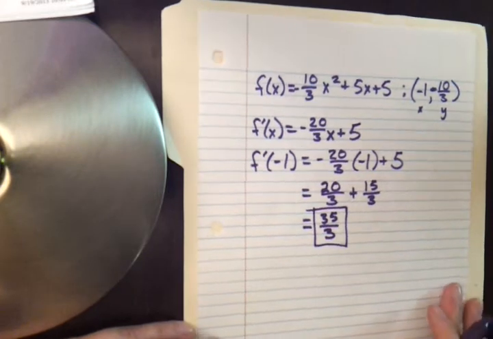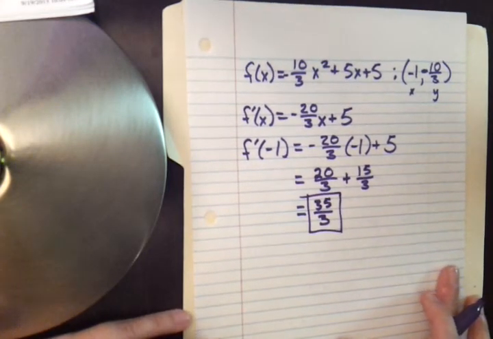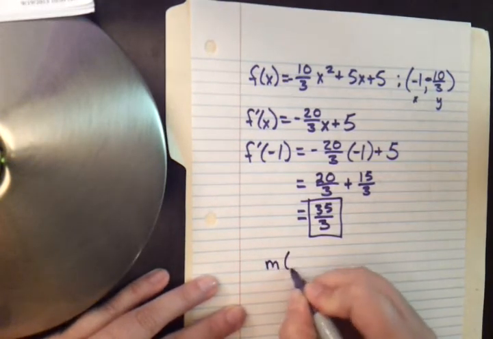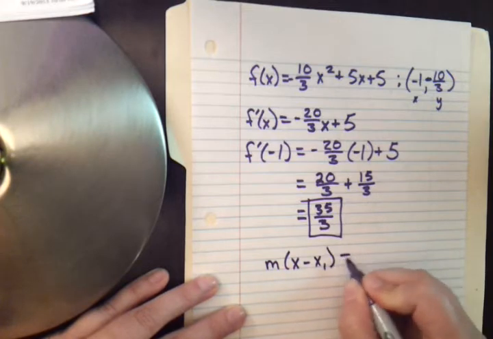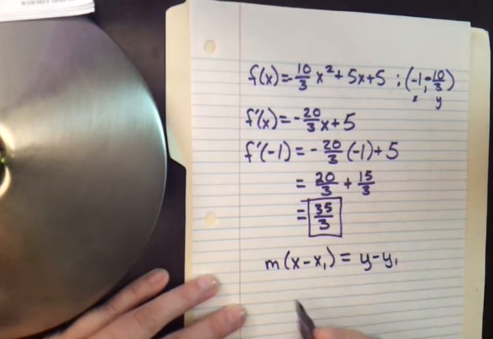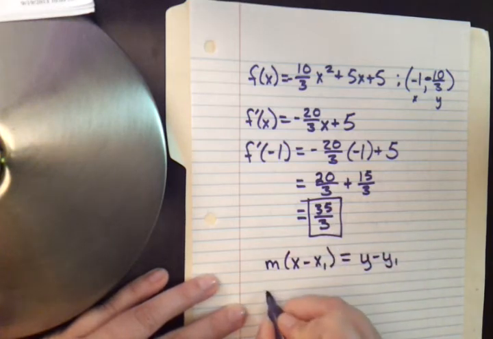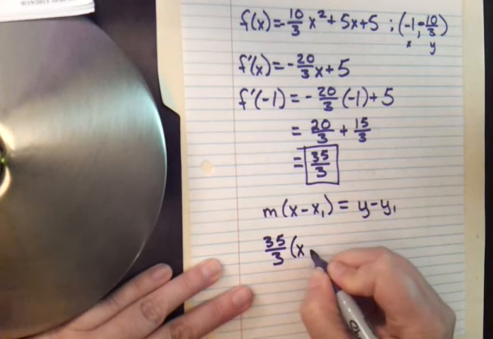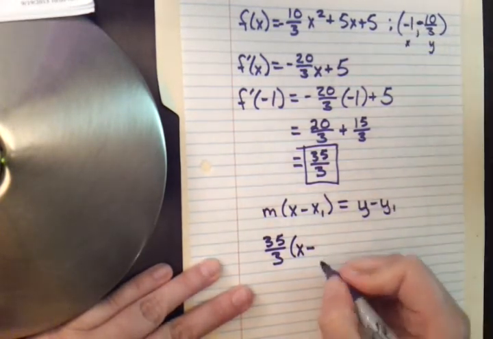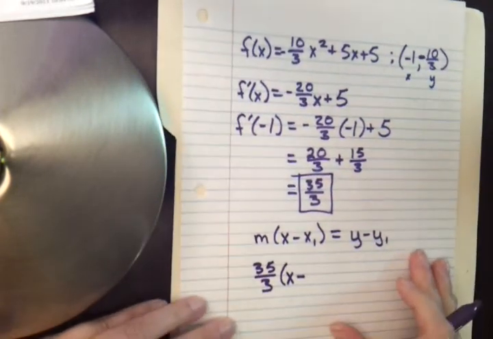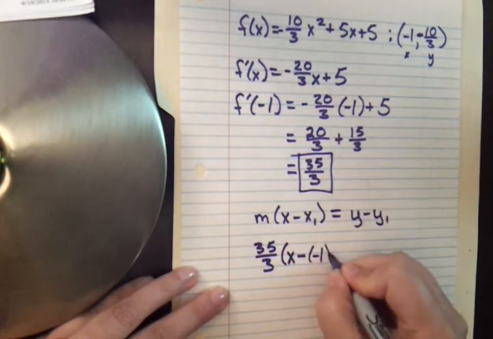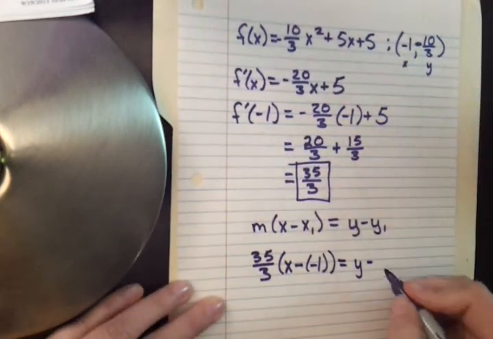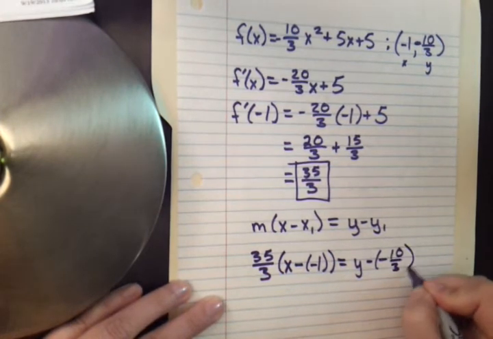And now it's just a matter of using what we learned in the first homework section about the point slope formula, which is m times x minus x1 equals y minus y1. Well, m is our slope. That's what we had here, so we'll just do that, 35/3. And that's going to be times x minus x1. Well, that was this negative 1 up here. So we will subtract that. And that equals y minus y1. Well, that was negative 10/3. So let's plug that in there.